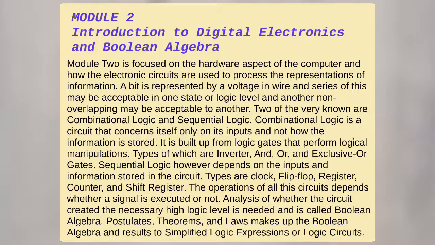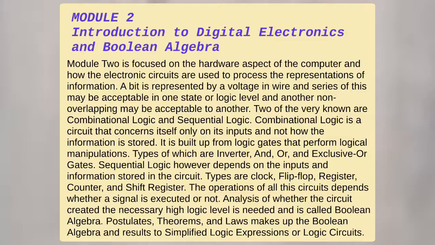Two of the very well known are combinational logic and sequential logic. Combinational logic is a circuit that concerns itself only with its inputs and not how the information is stored. It is built up from logic gates that perform logical manipulations, types of which are inverter, and, or, and the exclusive-or gates. Sequential logic, however, depends on the inputs and the information stored in the circuit. Types are clock, flip-flop, register, counter, and shift register.